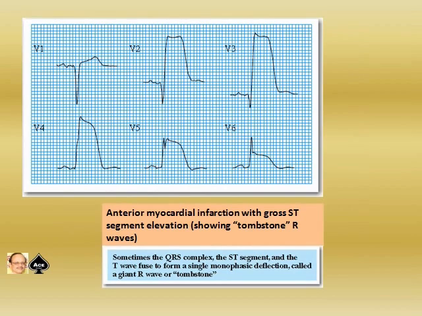Now, anterior wall infarction with gross ST segment elevation is shown in your picture, showing the tombstone R wave. See the leads V1 to V6 in the picture. Sometimes the QRS complex, the ST segment and the T wave fuse to form a single monophasic deflection called a giant R wave or a tombstone R wave. That is very clear in the picture.